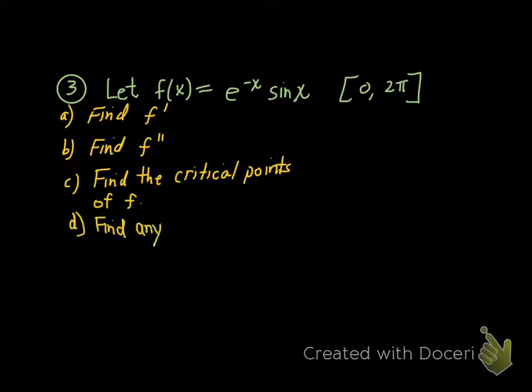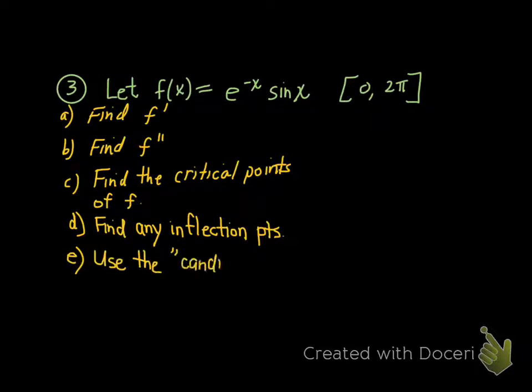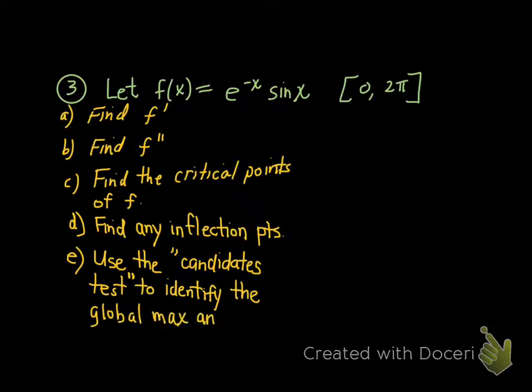D, we got to find any inflection points. Oh gosh, we're getting a little carried away here. How do I find the inflection points? Well, possible inflection points exist where f double prime is equal to 0. Possible inflection points, not guaranteed inflection points. Be careful. And lastly, we got to use the candidates test to identify the global max and the global min of f.